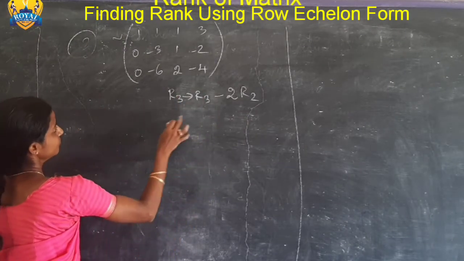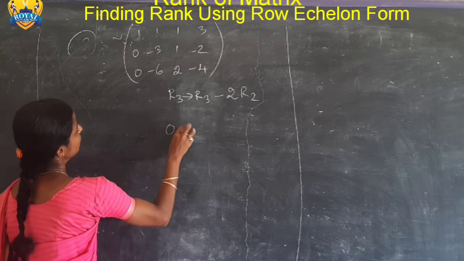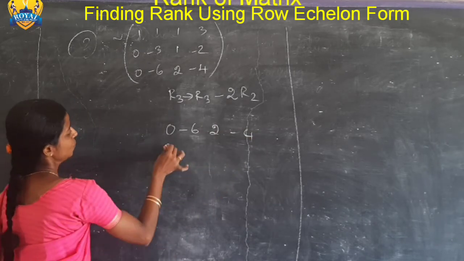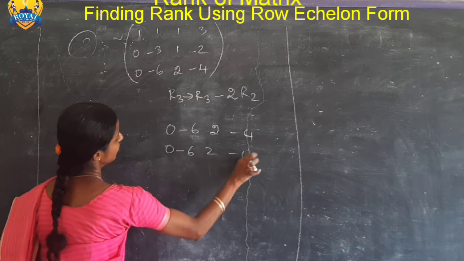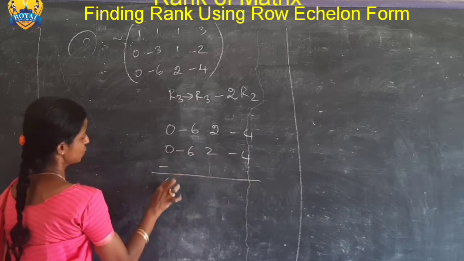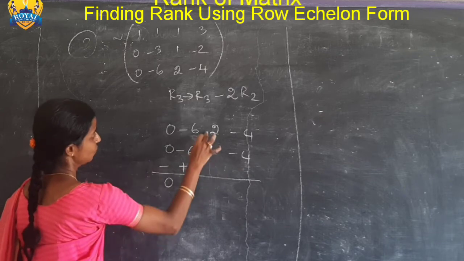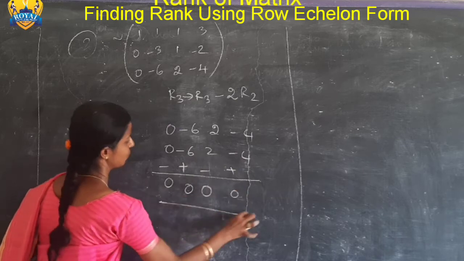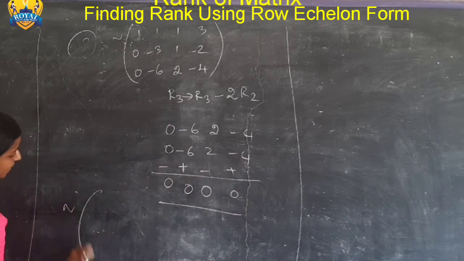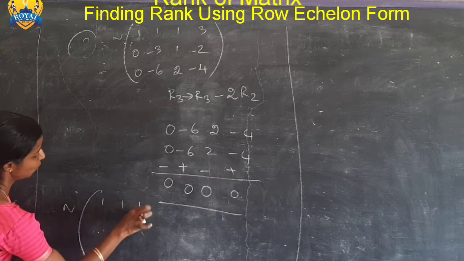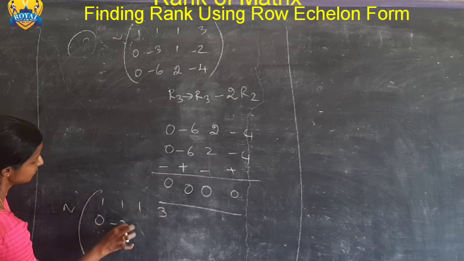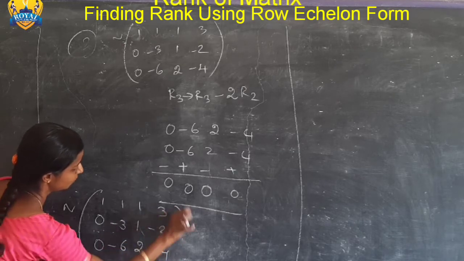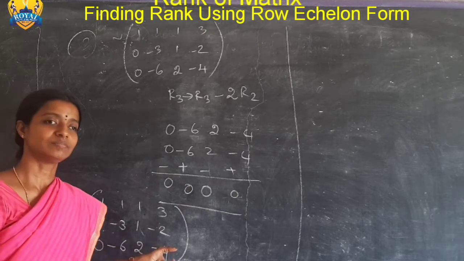Now what is my row 3? 0 minus 6 2 minus 4. Let me multiply row 2 by 2, so 0 minus 6 2 minus 4. Now let me subtract. 0, minus 6 plus 6 is 0, 2 minus 2 is 0, minus 4 here the sign changes, so it becomes 0. So my third matrix is 1 1 1 3, 0 minus 3 1 minus 2, 0 minus 6 2 minus 4.